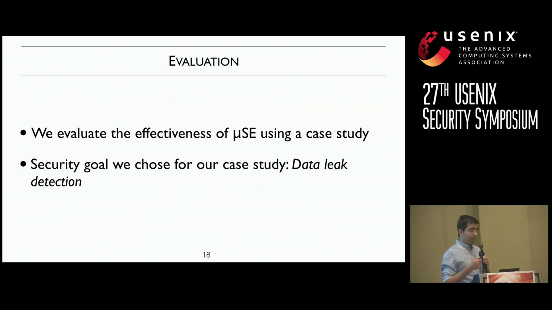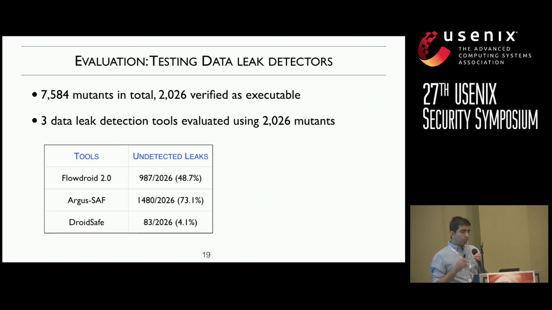We evaluated the effectiveness of our implementation of Muse using a case study. We chose data leak detection as the security goal for our case study because this is one of the popular security goals for which tools have been developed. We used 7 open source apps to generate 7,584 mutants, out of which we verified 2,026 as executable. We analyzed 3 prominent data leak detection tools against these mutants, and we found that none of them were able to detect all of the leaks.